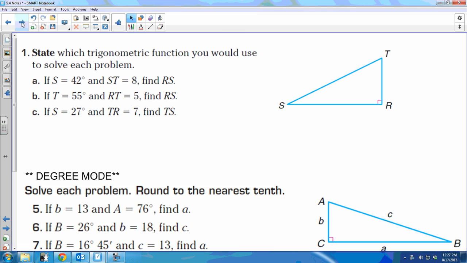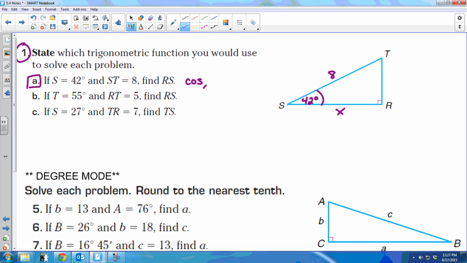So, in the first example, I'm going to do the first one and you're going to do the other two. So state which trigonometric function you would use to solve each problem. In A, it says if angle S is 42 degrees and side ST is 8, then find RS. So if I have this angle, X would be the adjacent side and 8 would be the hypotenuse. So which trig function would I use? Cosine, because that's adjacent over hypotenuse.